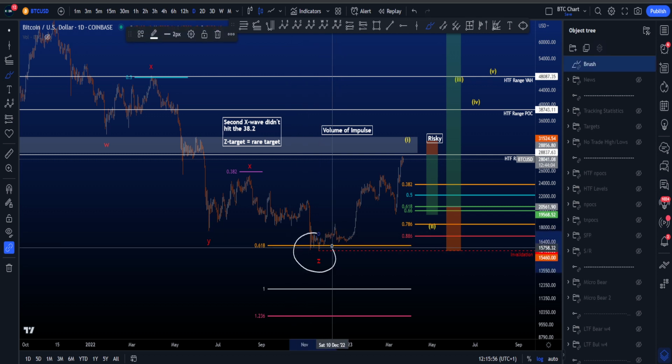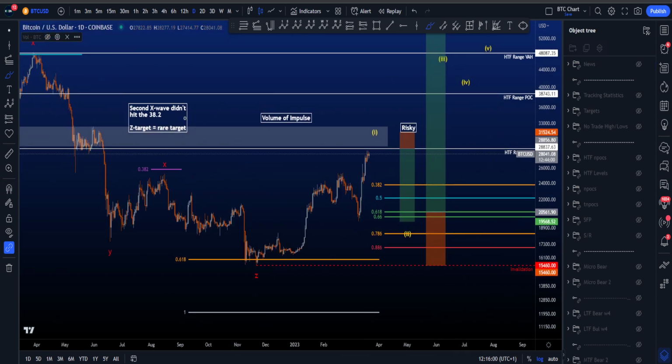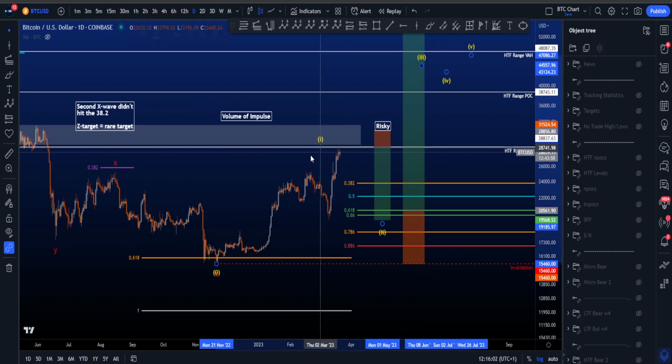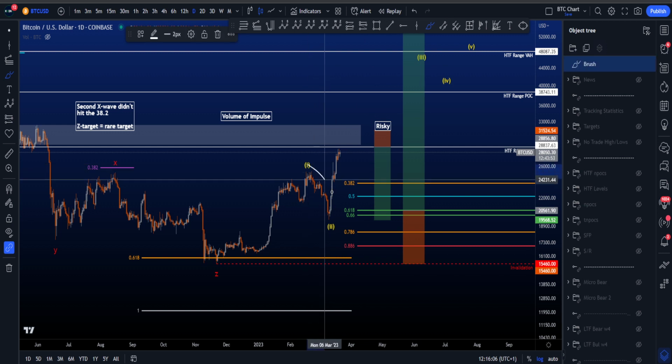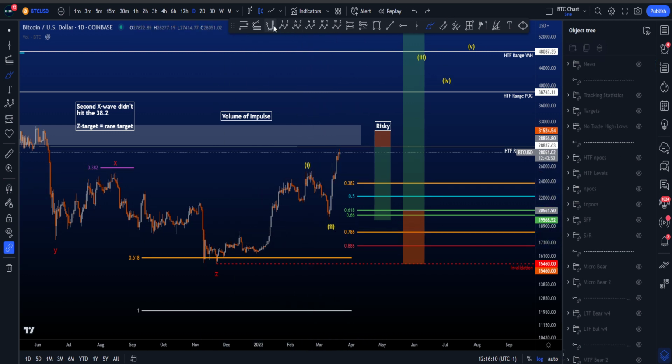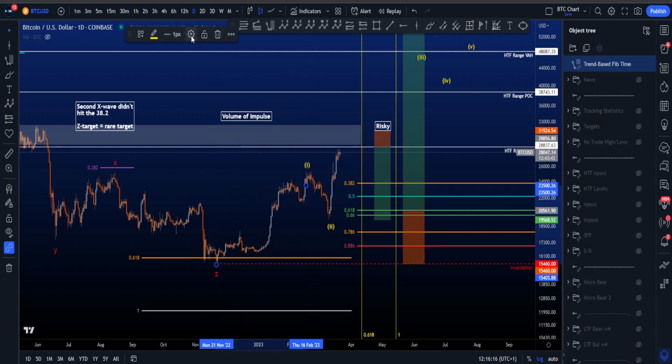So yeah, wave Z hitting the 0.618, which is a valid target, even though it is rare, and we're now moving to the upside. Now, some people have wave 1 over here, wave 2 over here, but what I don't like about it is that wave 2 is so mega short compared to this wave 1. It is even shorter than the 0.618, or sorry, the 0.382 Fib time.